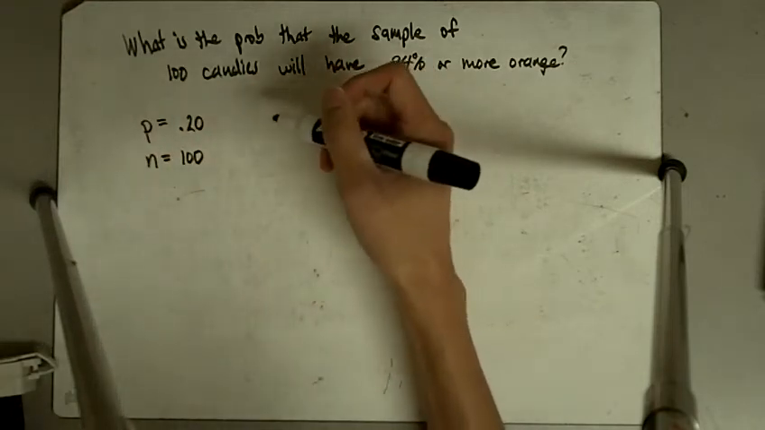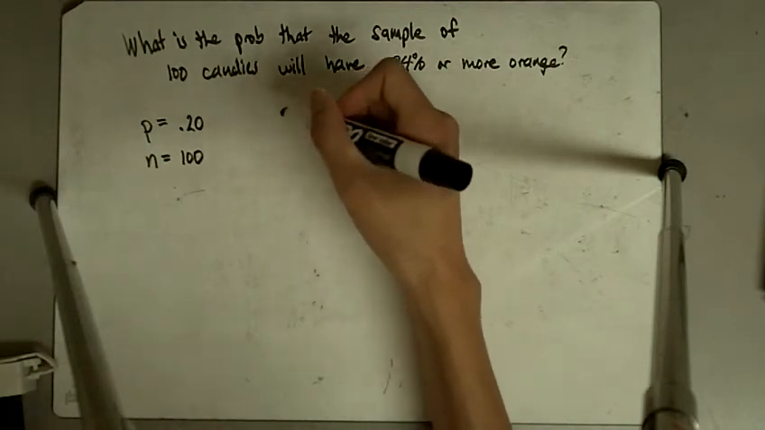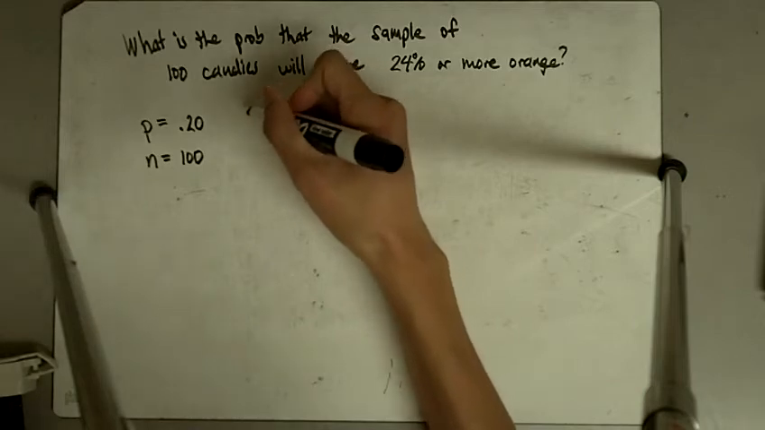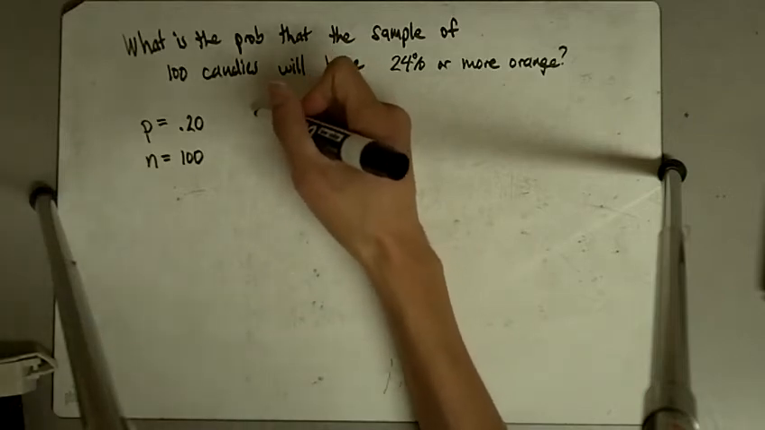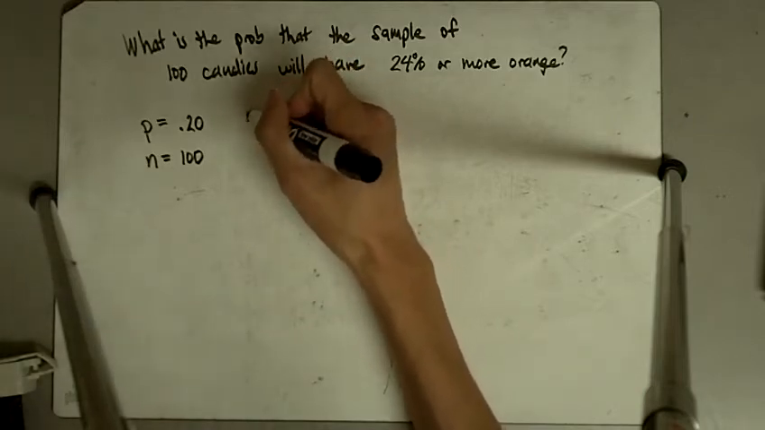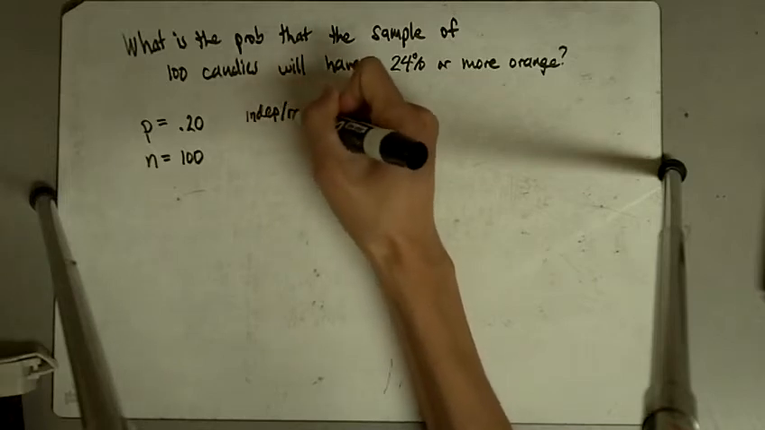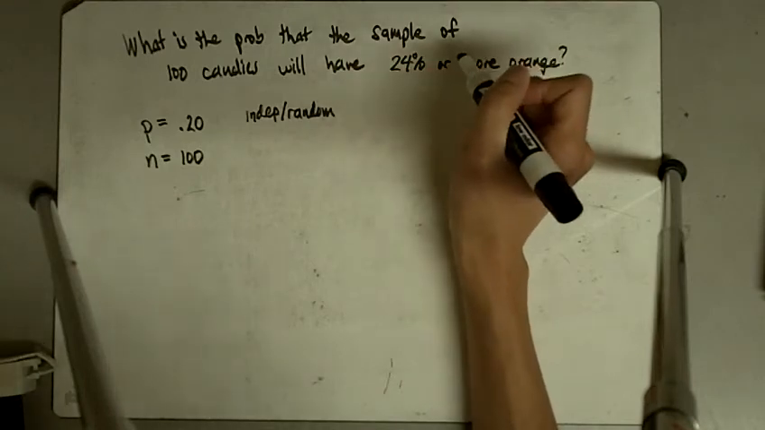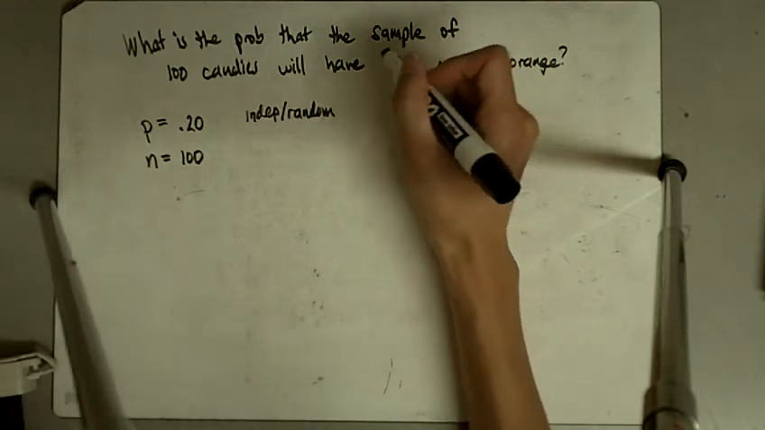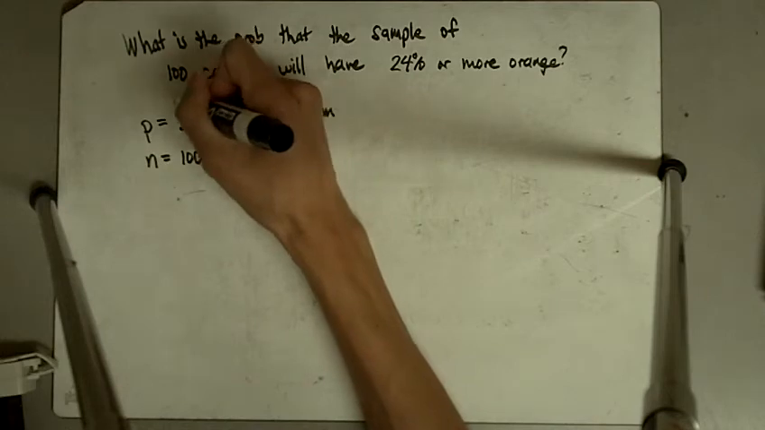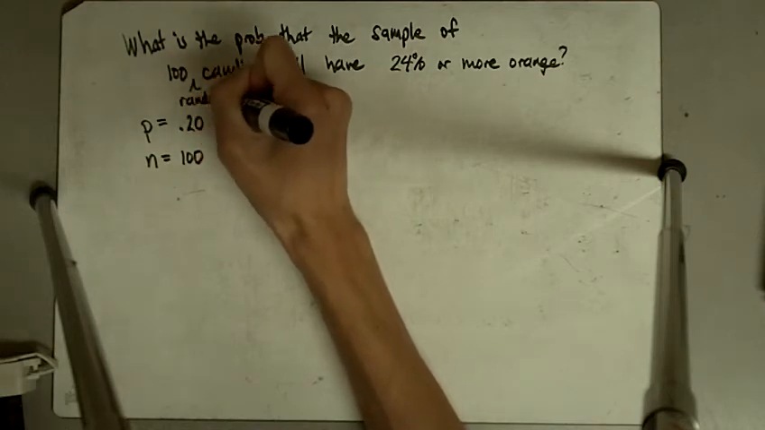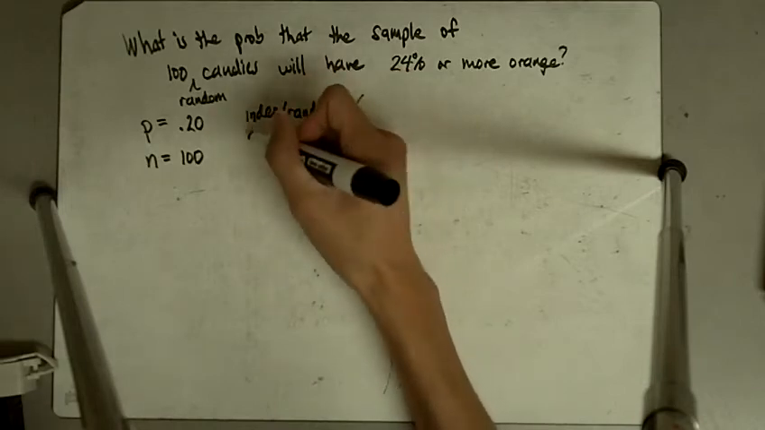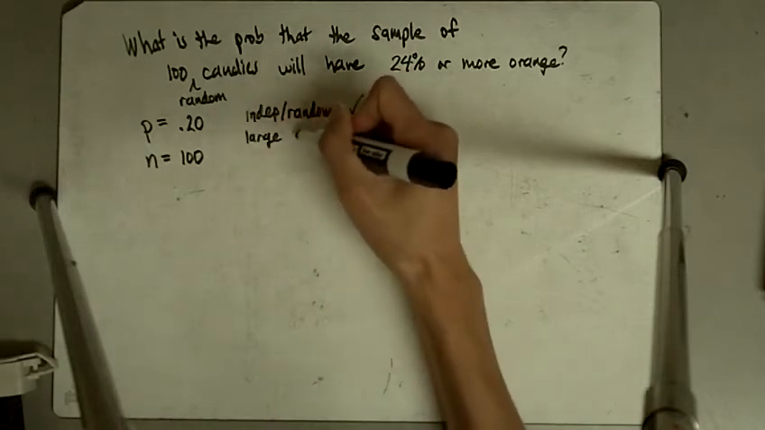Alright, so based on this, we can check our conditions. The first condition is that it's independent and random. And that checks out because it says we're examining 100 random candies. Okay, so that checks out. And then we want to make sure our sample is large enough, so we have a large sample.